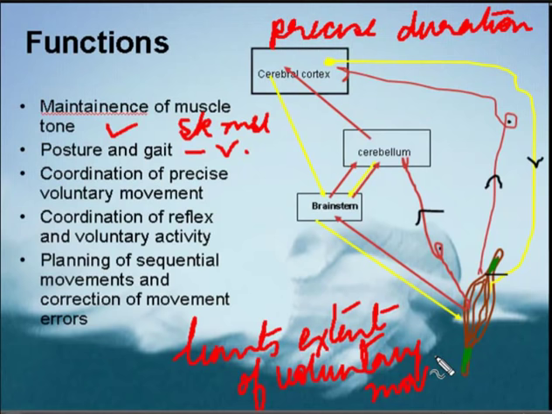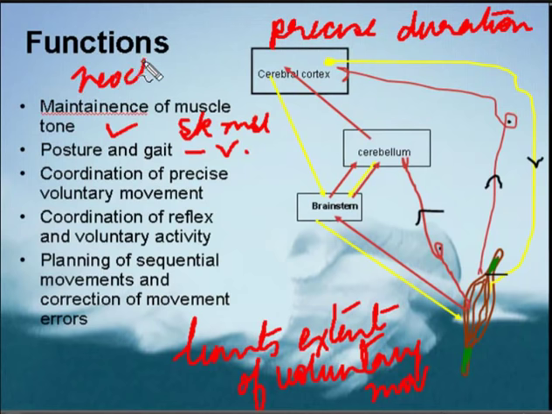It coordinates reflex and voluntary activity, which is pretty much the same thing. And the planning of sequential movements and correction of movement errors, this is very, very important, because what it does is the lateral zone of the cerebellar cortex, what is called the neocerebellum, is concerned with the planning of sequential movements of the entire body, and this is able to assess if there is a problem in movement.